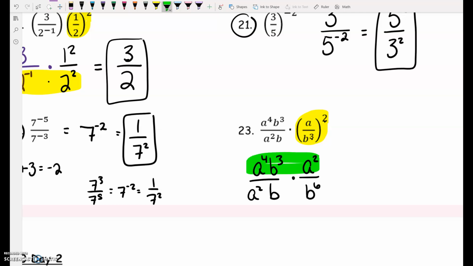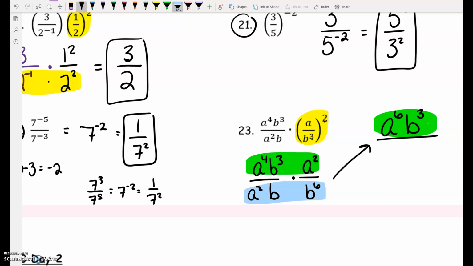Okay, in my numerators, I'm going to make a spot up here for this. There we go. In my numerators, we've got a to the 4th and a squared. A to the 4th and a squared becomes a to the 6th. And there's the b to the 3rd in there. In the denominators, we've got an a squared. B times b to the 6th would be b to the 7th.